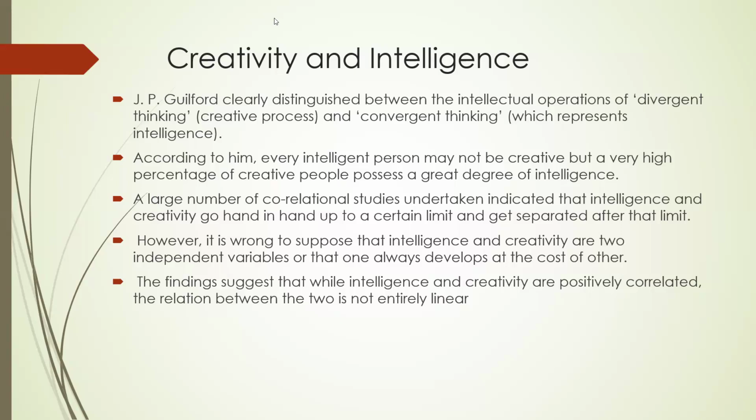So, creativity and intelligence. J.P. Guilford differentiates between the intellectual operations of divergent thinking, that is, the creative process, thinking in a different manner, and convergent thinking, which represents intelligence. According to him, every intelligent person may not be creative, right? We can't expect all intelligent people to be creative. We have seen a lot of intelligent people even nowadays, right?